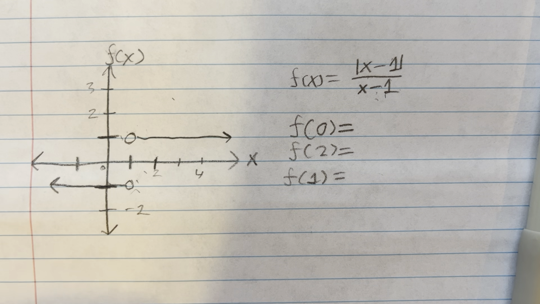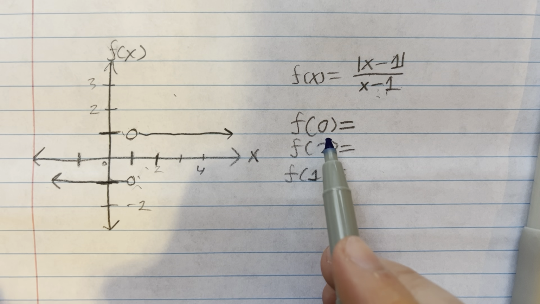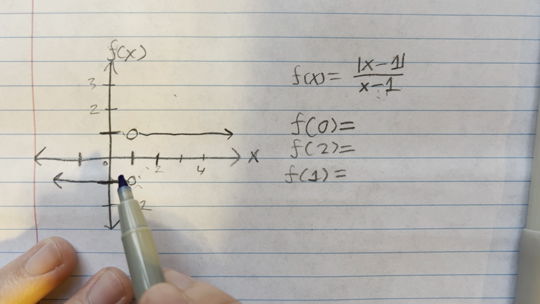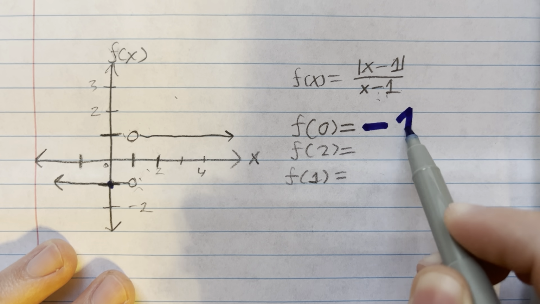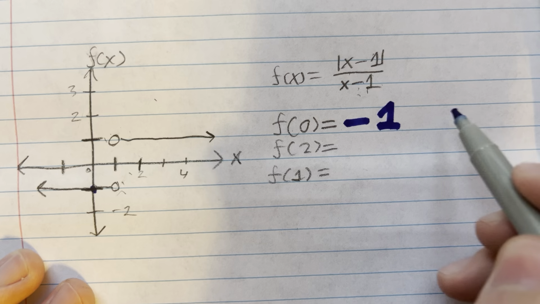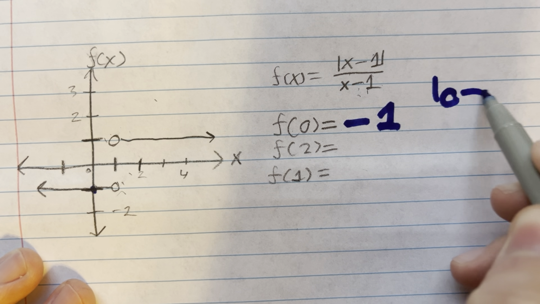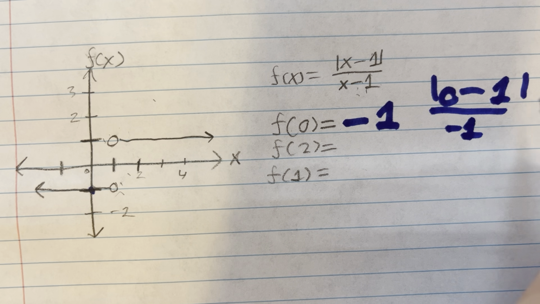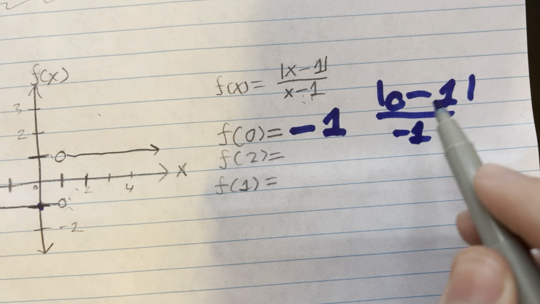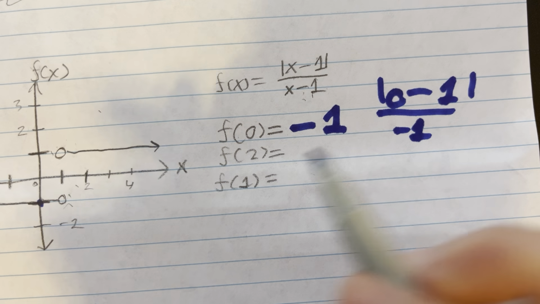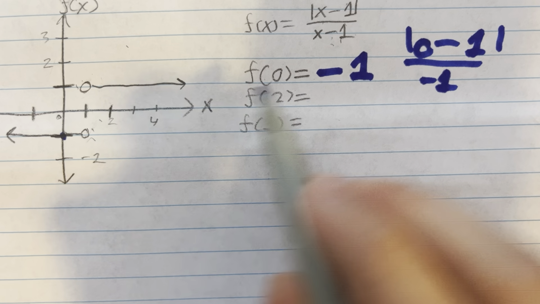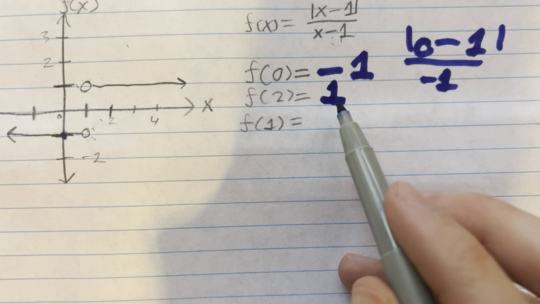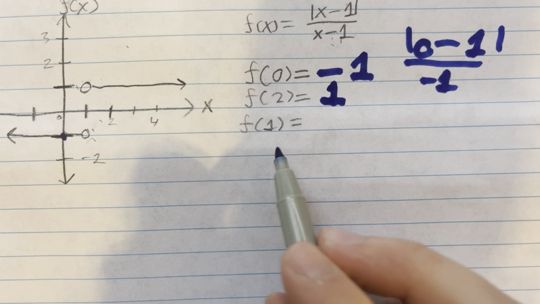So here I just have a few examples. If we were to plug in f of 0, if this is our f function, you can see it right here. It's going to be -1. But if you want, you can solve this. You're going to get absolute value of 0 minus 1 over -1, right? And that equals -1. You get +1 over -1, that gets you -1. Same thing here. The pattern continues, except since we're to the right of our center, we're going to have an output value of 1.